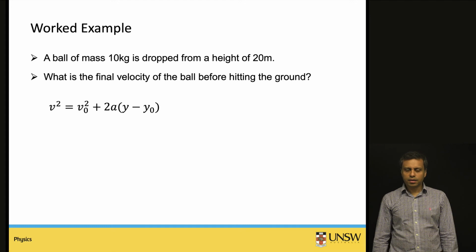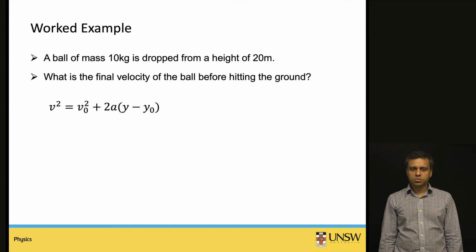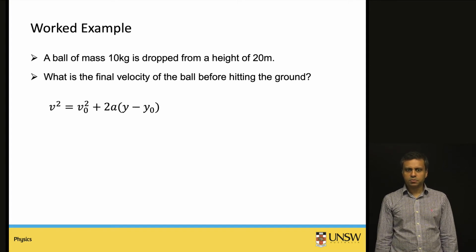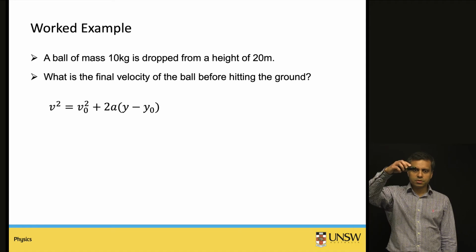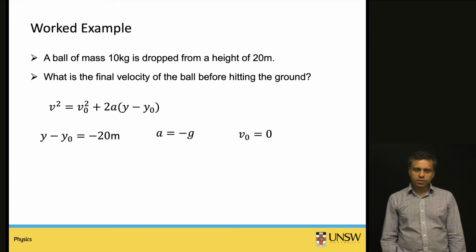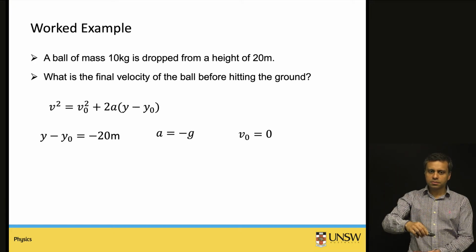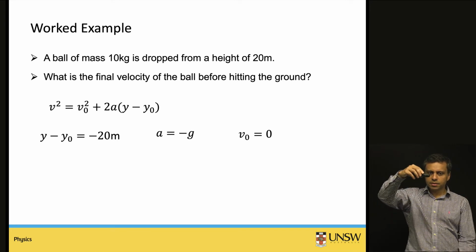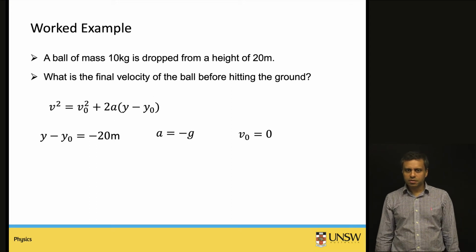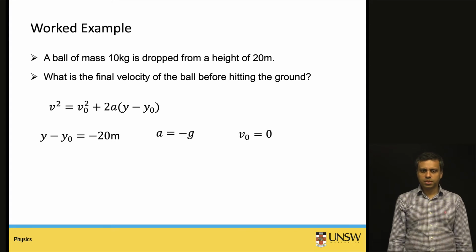So let us use this equation that we showed. v square equals v naught square plus 2a times y minus y naught. y minus y naught is that displacement from some initial position to some final position. And let us see what variables are given in the problem. The particle was at some initial height, and then it fell to some other final height. So the displacement is actually negative in the vertically downward direction, and the magnitude of this displacement is given as 20 meter. So y minus y naught is equal to minus 20 meter.